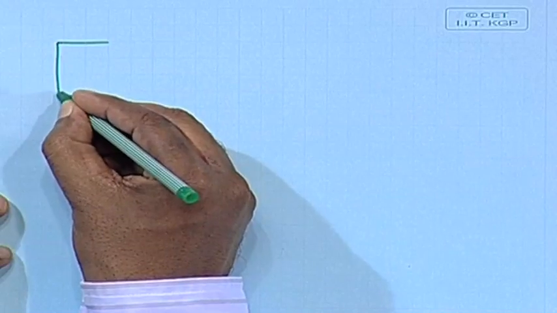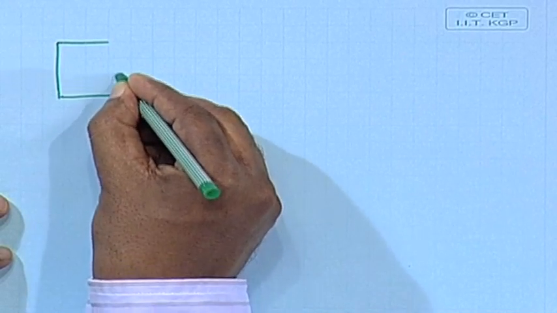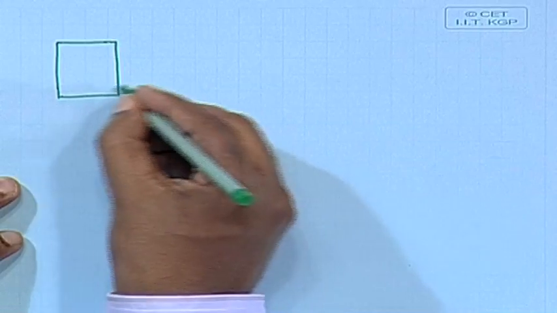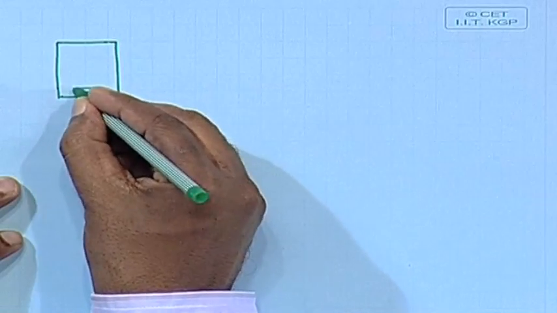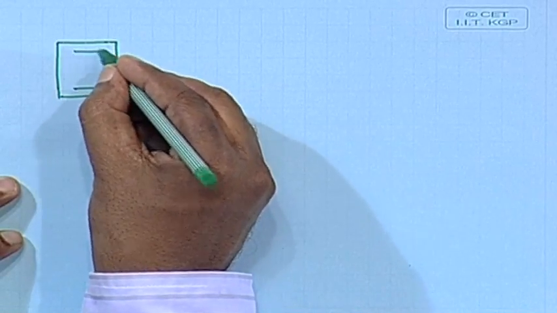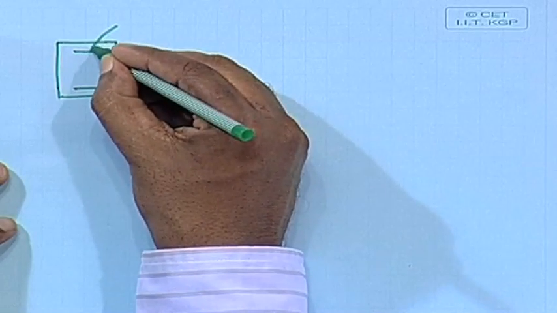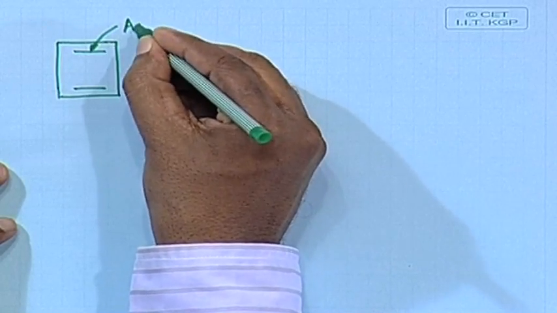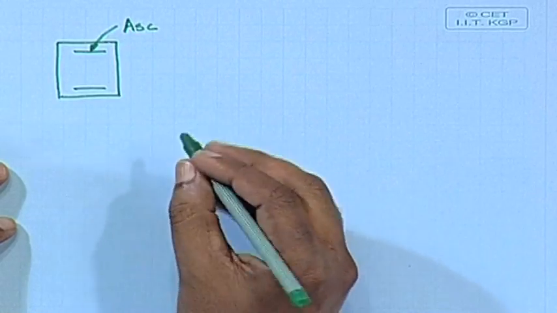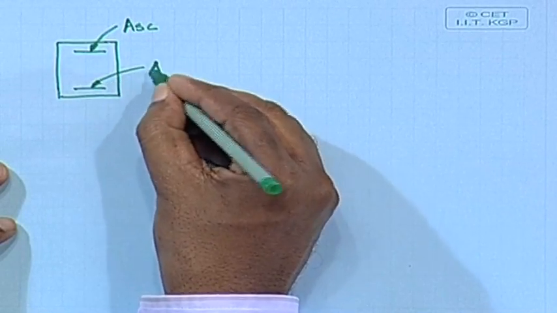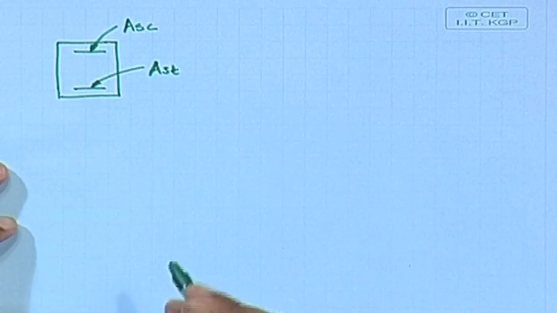So, what is the design philosophy for a doubly reinforced section? The design philosophy of a doubly reinforced section: we shall provide the reinforcement in both sides. Let us say ASC, area of steel in the compression side, and AST, area of steel in the tension side.